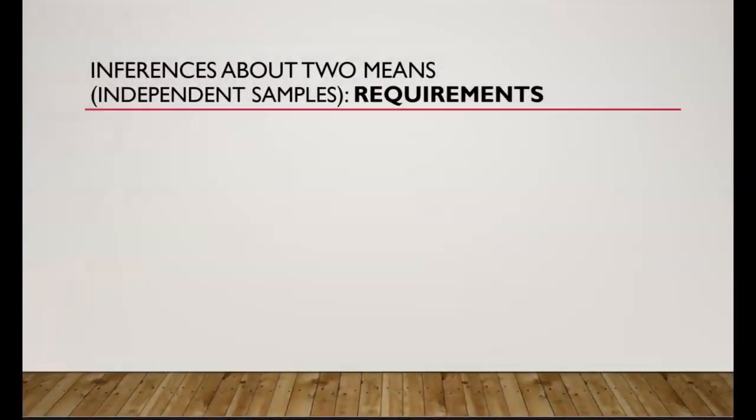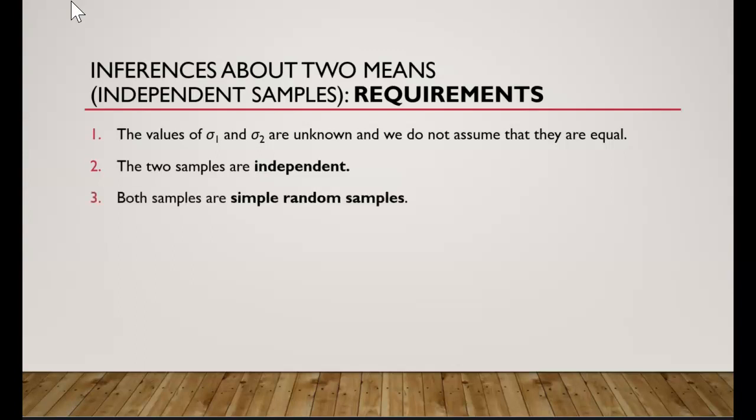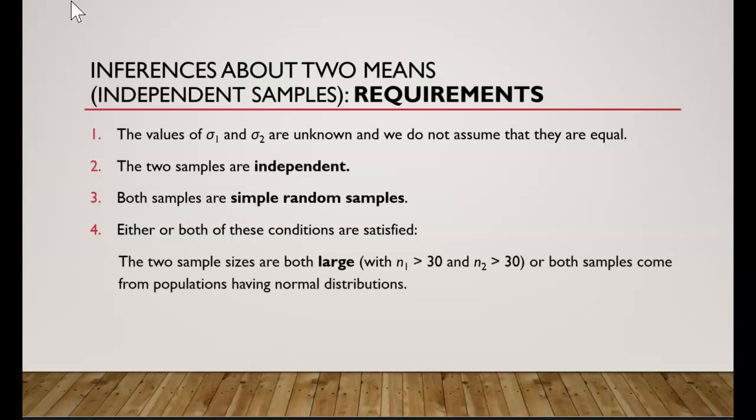To test the claim about two population means with the data collected from independent samples, we use the following requirements. First, the values of sigma 1 and sigma 2, the standard deviations of both populations, are unknown, and we do not assume that they're equal. The two samples are independent. Both samples are simple random samples, and either or both of these requirements are satisfied: the two sample sizes are both larger than 30, or both samples come from populations having normal distributions.